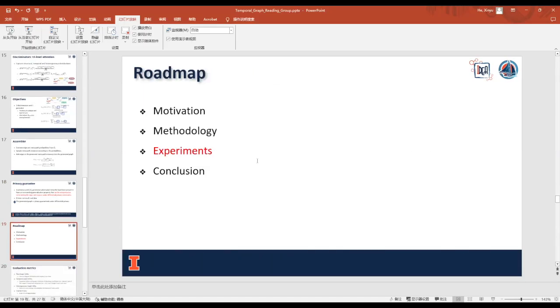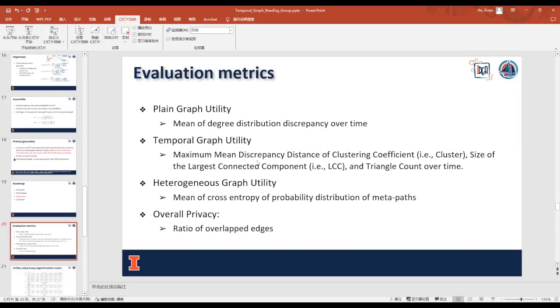Next, I will move on to the experiments in this paper. As we are the first paper that we know of studying the temporal heterogeneous graph generation problem and also the privacy aspects, we first designed 7 metrics for evaluating the performance of our model. The measures can be categorized into 4 types. The first one measures the plain graph utility, which includes the mean of degree distribution discrepancy.